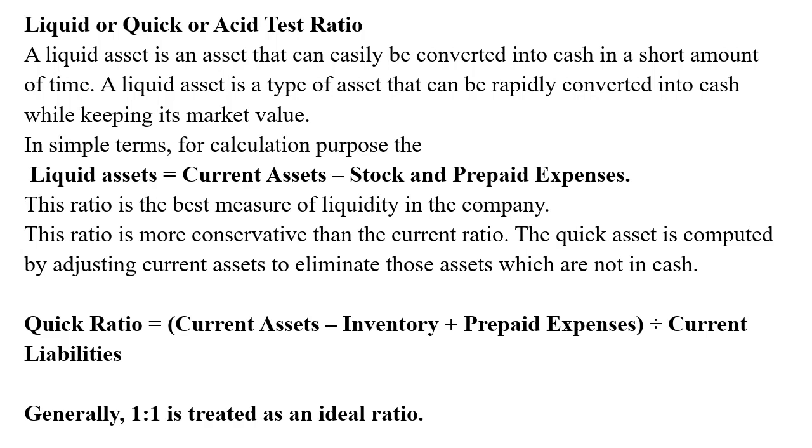This ratio is the best measure of liquidity in the company. This ratio is more conservative than the current ratio. The quick asset is computed by adjusting current assets to eliminate those assets which are not in cash. So quick ratio equals current assets minus inventory and prepaid expenses, divided by current liabilities. Generally, 1:1 is treated as an ideal ratio.